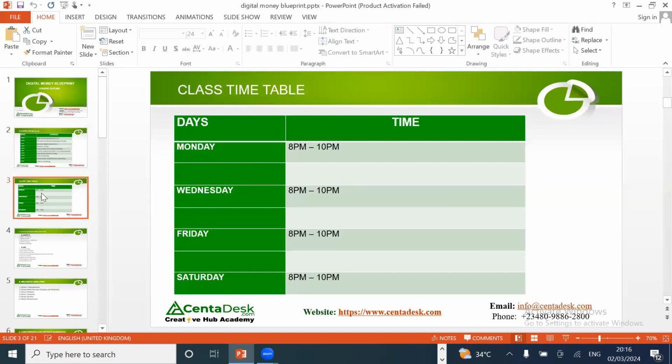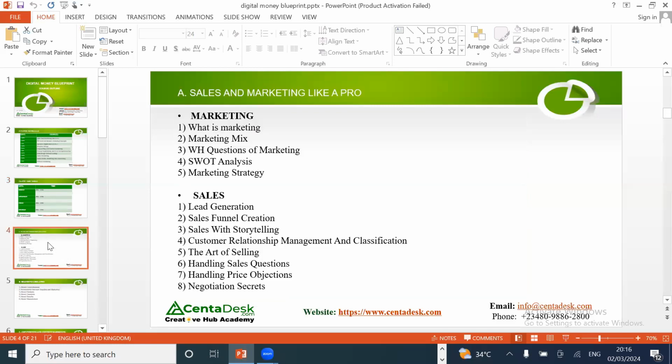So our class is going to be on Mondays, Wednesdays, Fridays, and Saturdays, from 8 to 10 p.m. We are trying our best to make sure we cover all the things we need to cover within the time frame we have, you understand? But we promise that the class is going to be very interactive and also very resourceful. Here is a breakdown of what you're going to be learning in some of the topics we have mentioned earlier. I'm going to send this slide to you on your WhatsApp group.